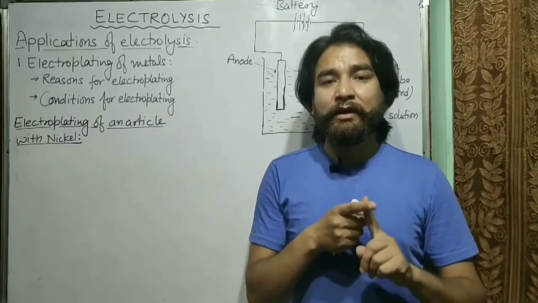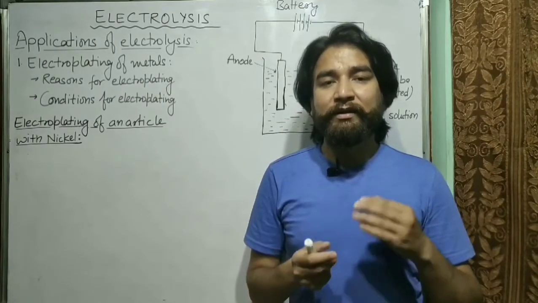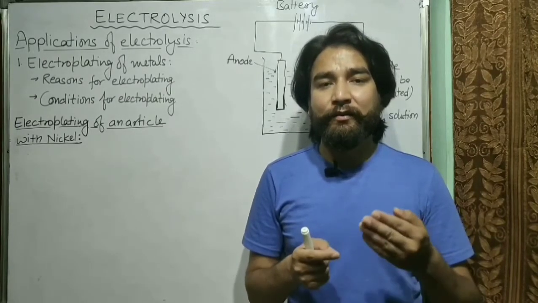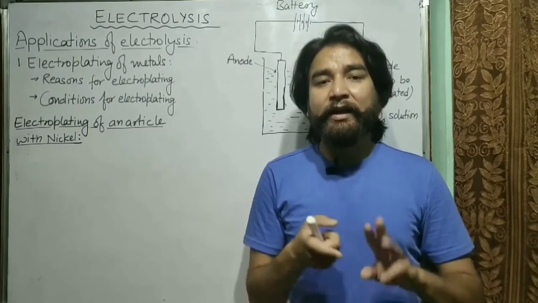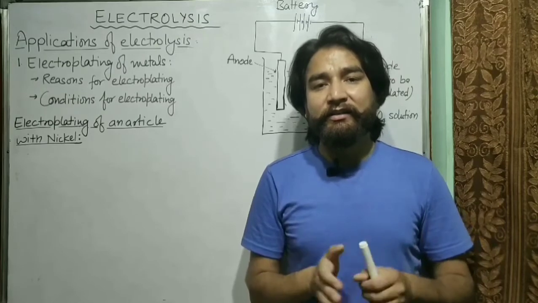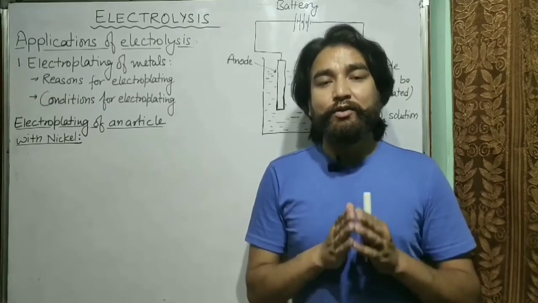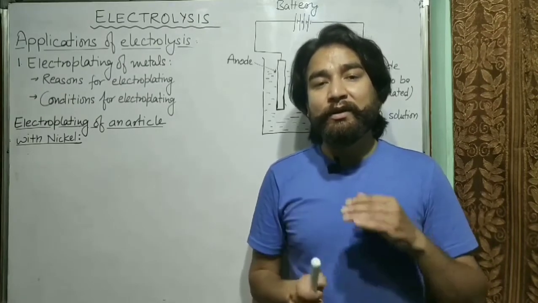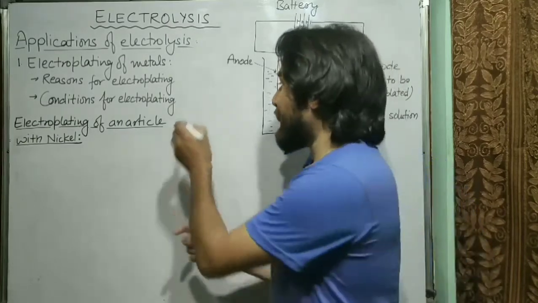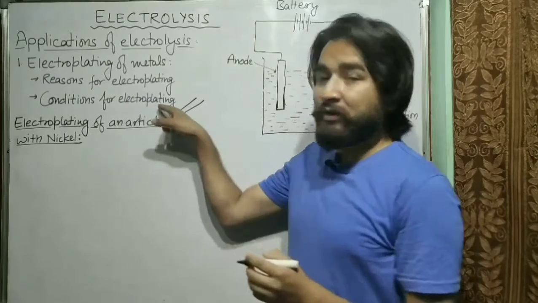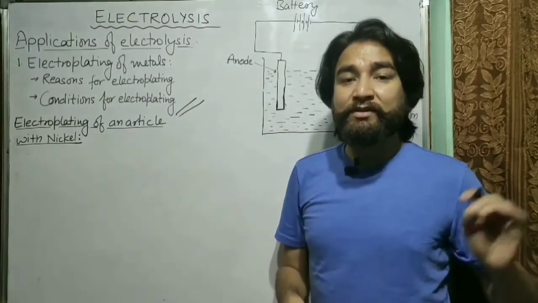The first is the electrodes, the metal or the substance of which the electrodes are made. The second is the electrolyte, and third, the reaction at cathode and anode. So if you know about these 3 points, you will understand the whole process. And you also have to remember the conditions for electroplating that we have just discussed.